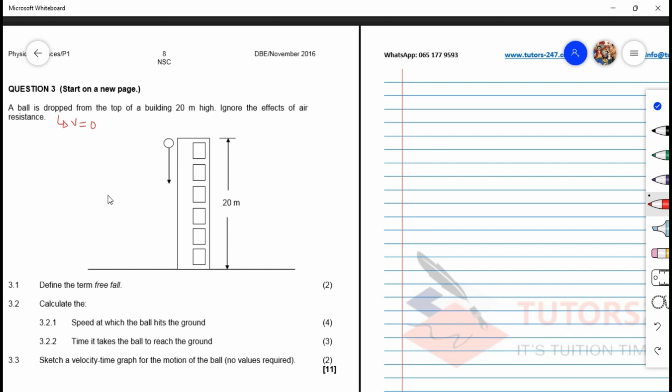So we know that this object was dropped, and if this object were to hit the ground, that means that the displacement that this object traveled would be 20 meters. Now, for all my calculations, I'm going to take upwards as positive.